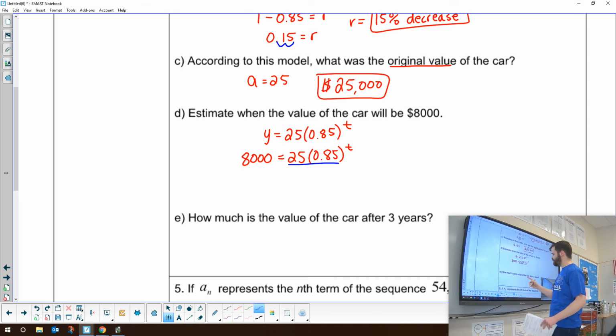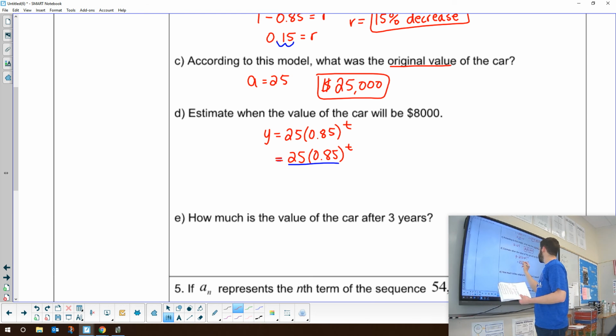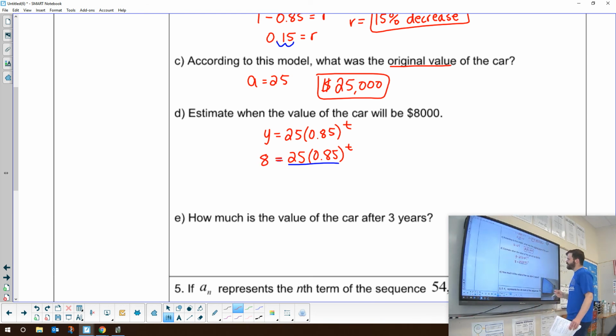Oh, excuse me, I made a mistake. Just like I thought that 25,000 was 25, I need to write this a bit more accurately as well. Instead of saying 8,000, we're going to write in here 8. So we're going to instead solve it with 8. We're going to divide both sides by 25, because it's in thousands, okay?